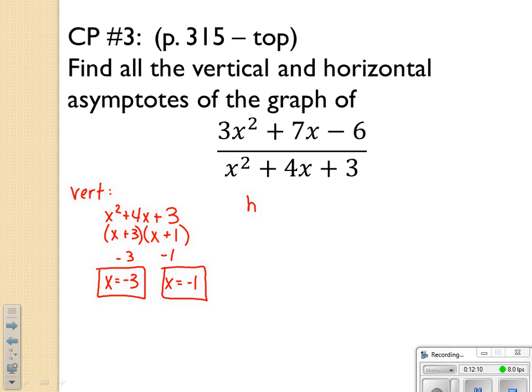Okay, horizontal. Again, we have a match with our degrees. So we're going to find our horizontal asymptote with that ratio again, a over b. We have a lead coefficient of 3 here and a lead coefficient of 1 here. So y equals 3 will be your horizontal asymptote.